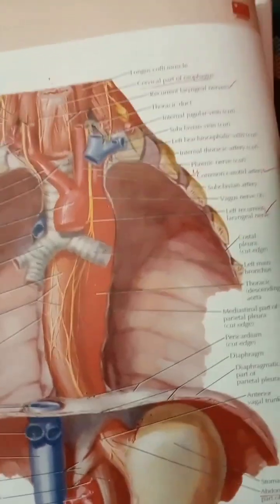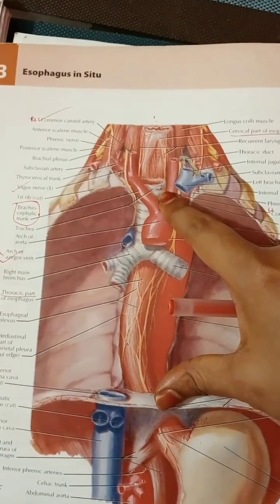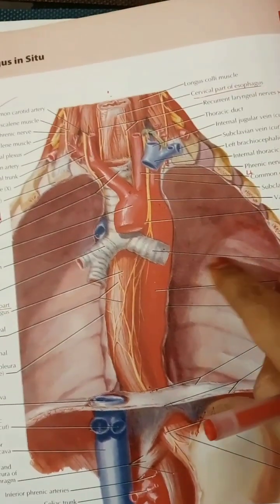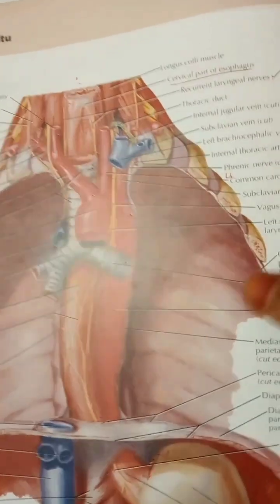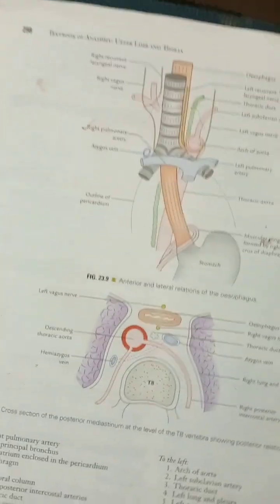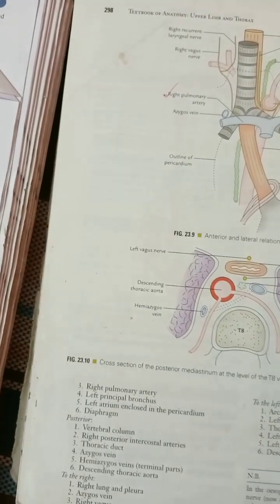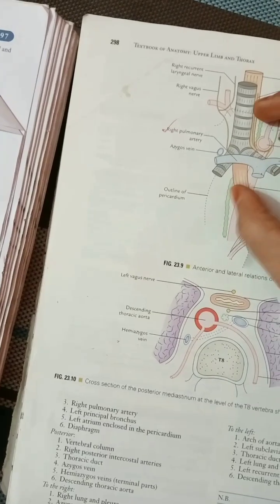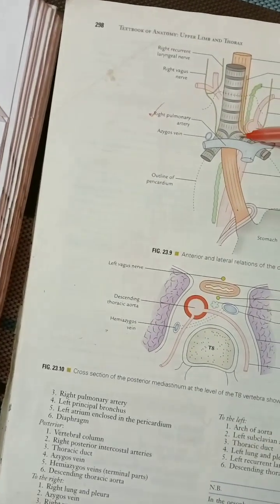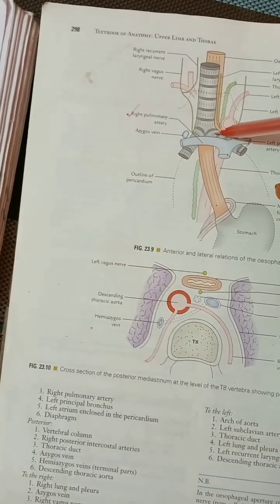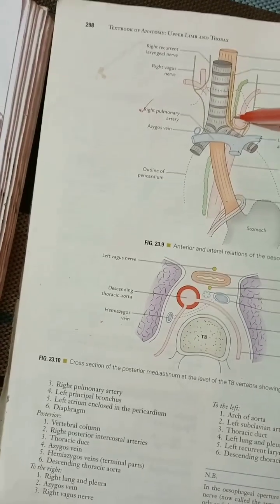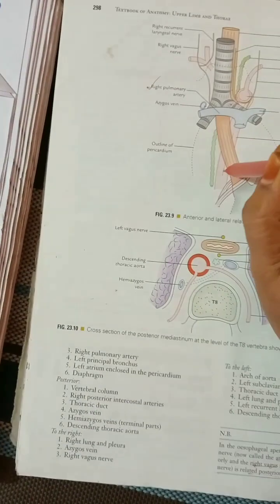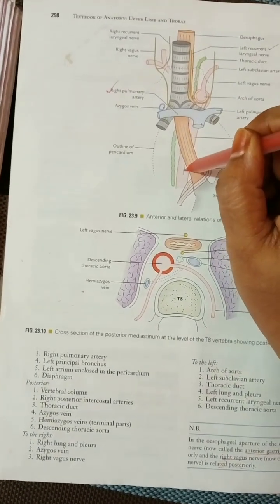Now behind, in the thoracic region, it is related posteriorly to the thoracic vertebra. There is also the right posterior intercostal artery, the thoracic duct, the azygos vein, the hemiazygos vein, and the descending thoracic aorta. So again, posterior aspect in the thoracic part, it is related with these structures.